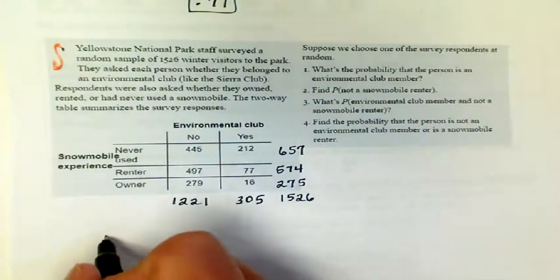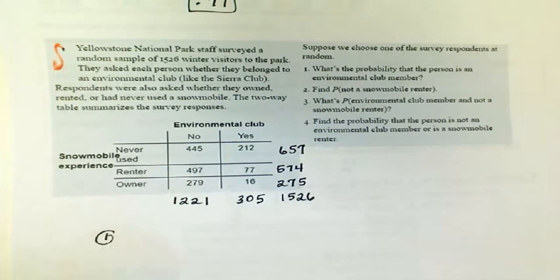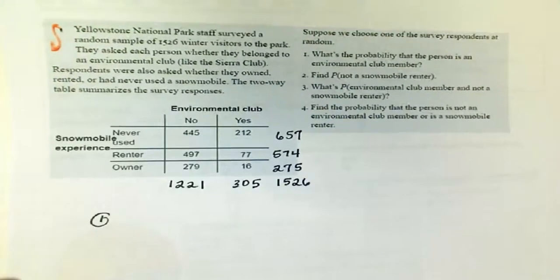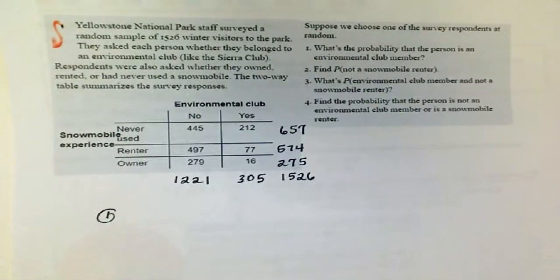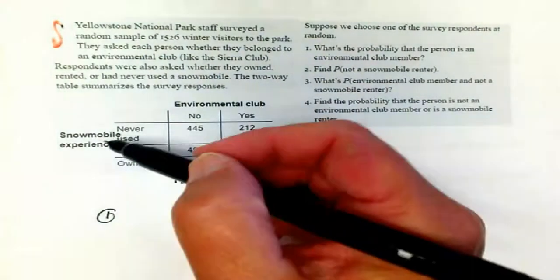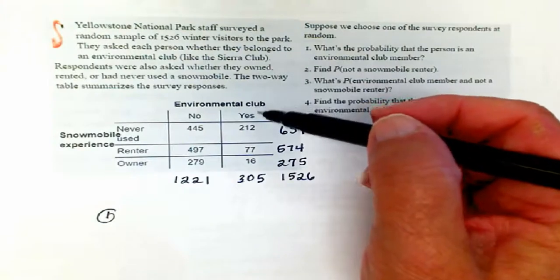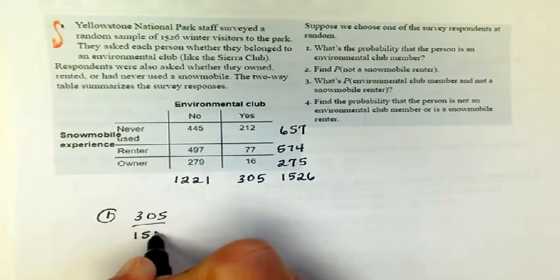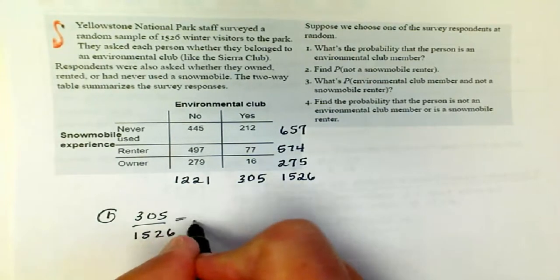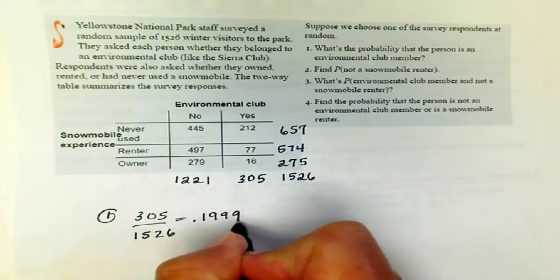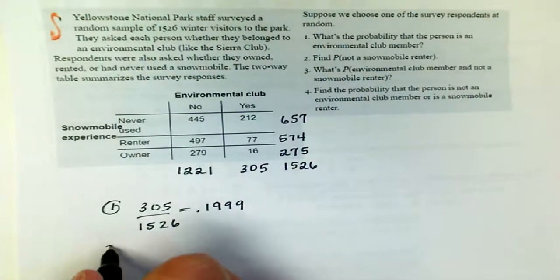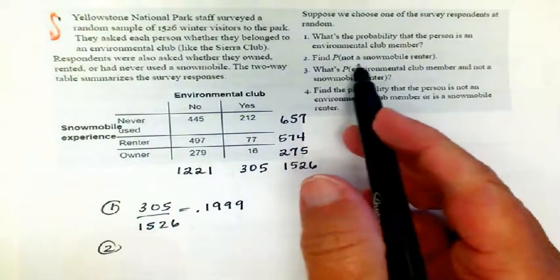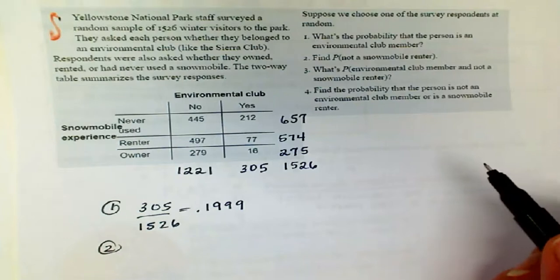Okay, so number one. What's the probability that the person is an environmental club member? So here's environmental club, this is snowmobile experience. So yes would be 305 out of 1526. Well, that is equal to 0.1999.